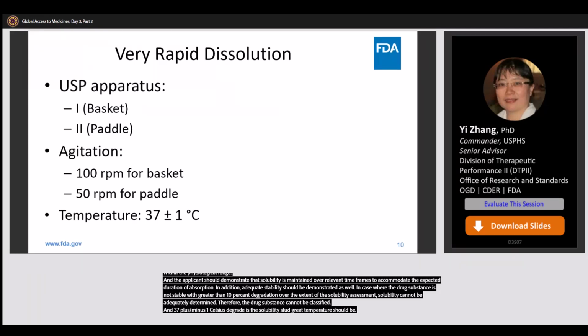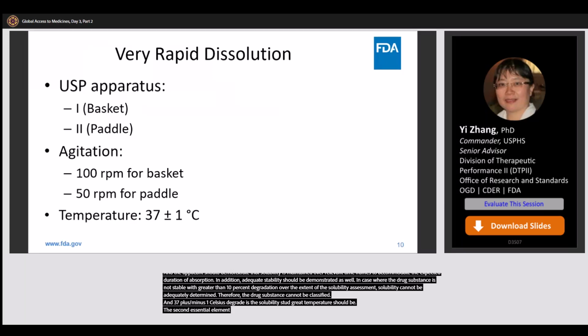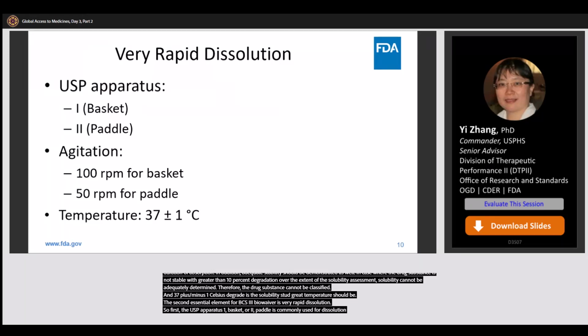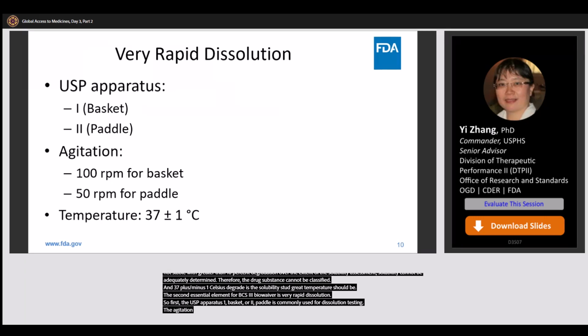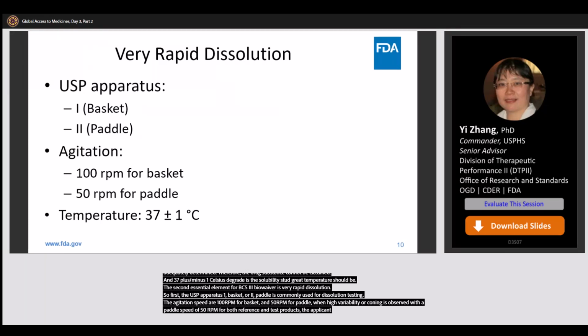The second essential element for BCS3-based Biowaiver is very rapid dissolution. So first, USP apparatus 1 (basket) or 2 (paddle) is commonly used for dissolution testing. The agitation speeds are 100 RPM for basket and 50 RPM for paddle. When high variability or coning is observed with a paddle speed of 50 RPM for both reference and test products, the applicant may use a basket speed of 100 RPM.